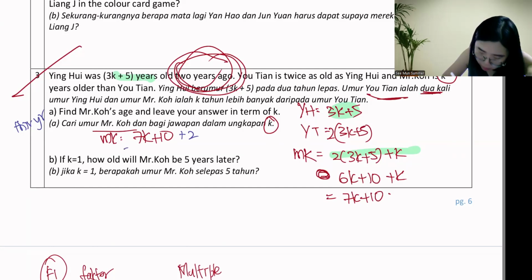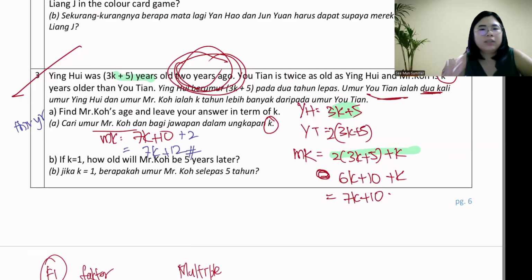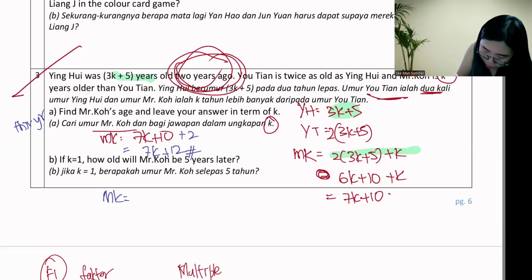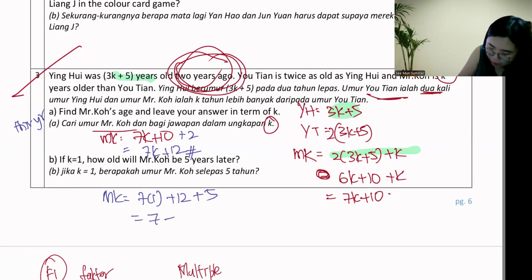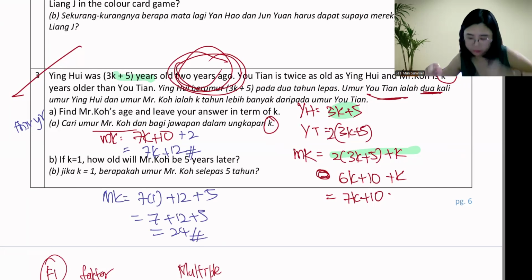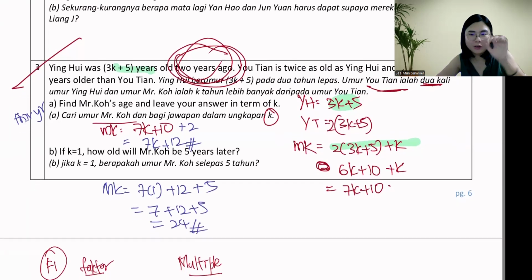Correct or not? This 2 years old. So I think 7K plus 12 is Mr. Ko now. The age for now. Okay? And then they say, how old will Mr. Ko be 5 years later? Yes, correct. So if K equals to 1, so 7 times 1 plus 12. But 5 years later, this is for now. 5 years later with plus 5. So it will be 7 plus 12 plus 5 equals to 24. Correct? Yeah. So far, so good.